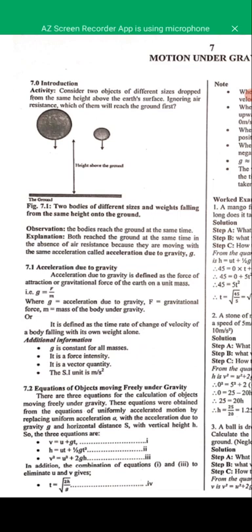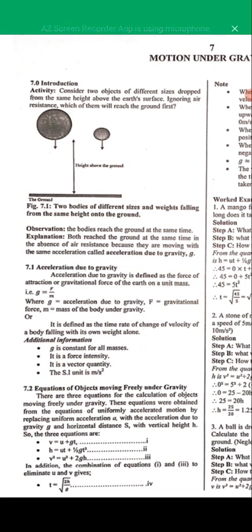Now, let's see additional information we have concerning acceleration due to gravity. Number one, g is constant for all masses on Earth. Also, it is a force intensity, a gravitational pull. It is also a vector quantity. It has both magnitude and direction: either it's acting upward or the body is coming down. Then the SI unit of acceleration due to gravity is the same as that of linear acceleration, which is meter per second squared.